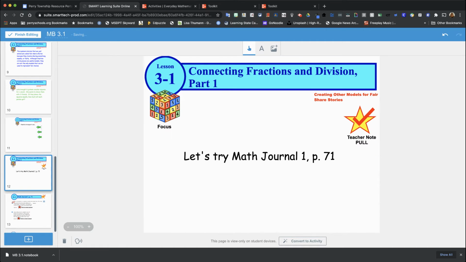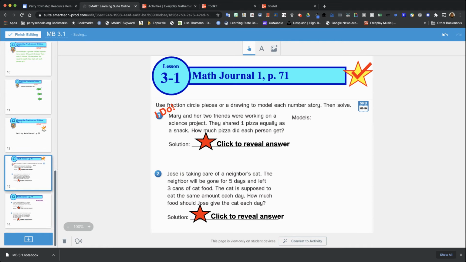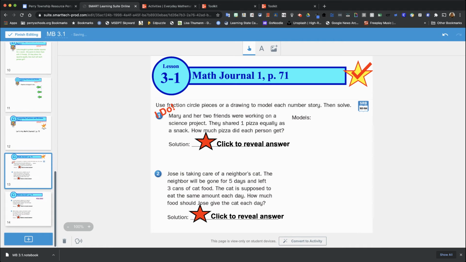So go ahead at this time, if you haven't gotten your math journal out, go ahead and grab that, turn to page 71, and let's take a look at what we're going to do here. I'm going to do number 1 for you. I'm going to talk through it, show my model, and then you're going to do number 2, 3, and 4. Okay, so again, you can use the fraction circle pieces, you can do drawings, you can write number sentences, whatever is best for you with your thinking.